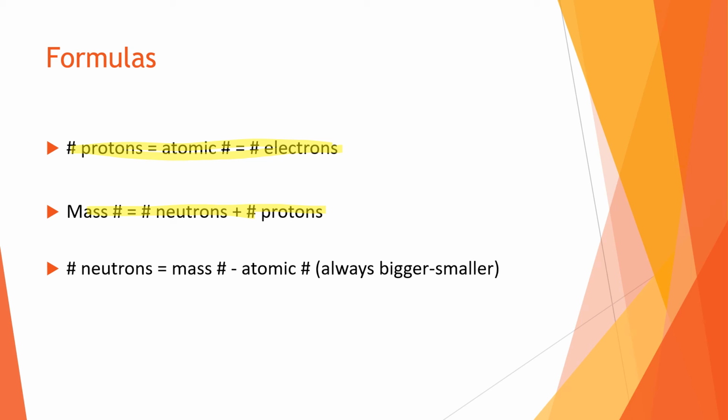The number of neutrons is equal to the mass number, which also means atomic mass, subtract the atomic number. Always take the bigger number and subtract the smaller number. To get the number of neutrons, you take the mass and subtract the atomic number from that, and that is always going to give you the number of neutrons, which we did in the last slide together.